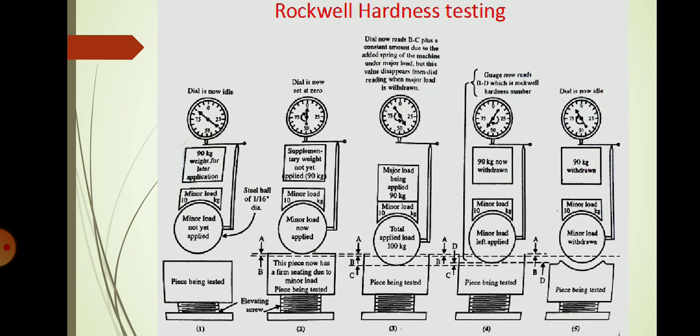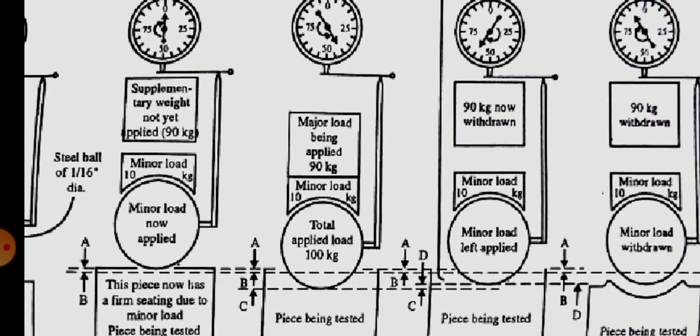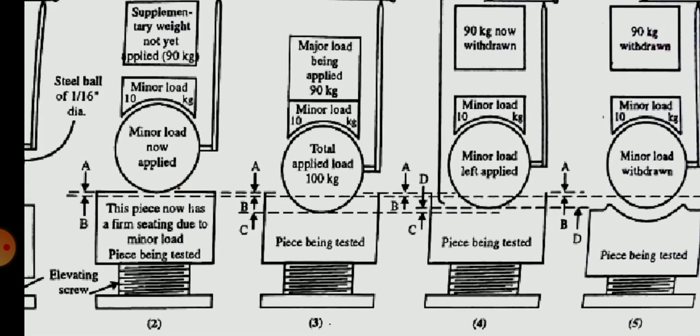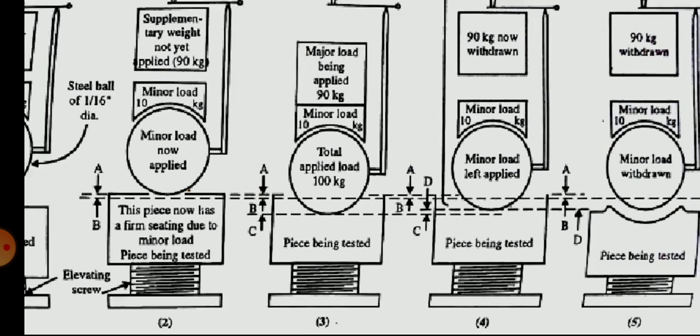In the fourth step, the major load is removed. After removing the major load, the ball indenter will not go back to the B point, because due to minor load the ball indenter has gone from A position to B position, and due to major load it has gone from B to C position. After removing the major load, it goes from C point to D point in the upward direction. You can observe in the diagram, after zooming, that from C to D it has gone after removing the major load.